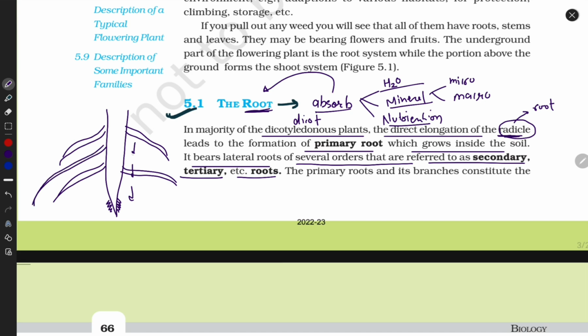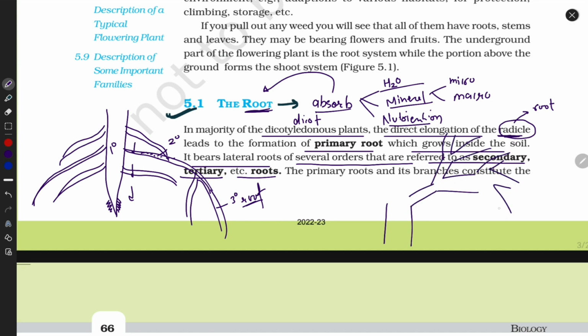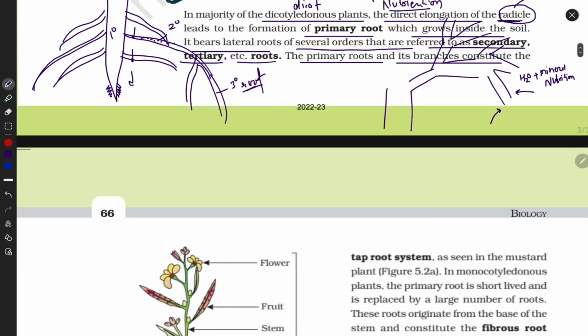They grow laterally in this manner. This is the primary root, this is the secondary root, and these further divide into the tertiary root. They make branches and branches, and spread throughout the soil so they can easily absorb maximum water, minerals and nutrition. The primary root and its branches constitute the taproot.